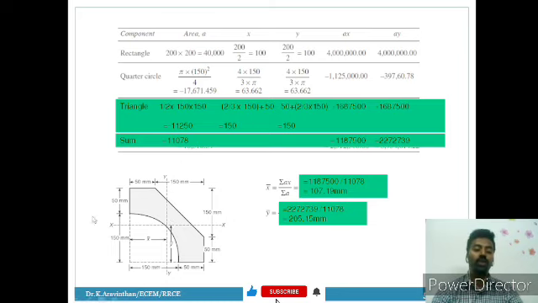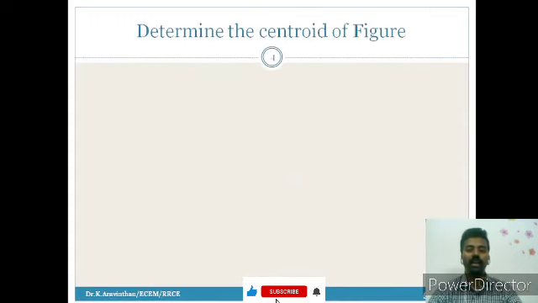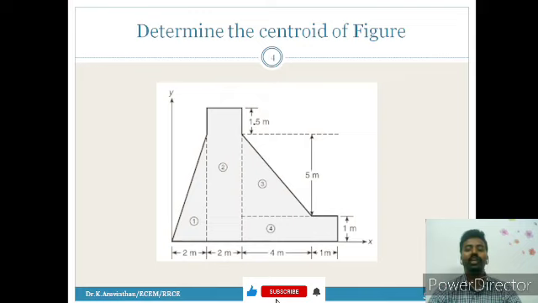From this problem, you understood that if it is a complicated shape, first you have to make it into a definite shape. With that, you have to subtract the basic shape to get the centroid of a complicated section. Let us go for the second problem.